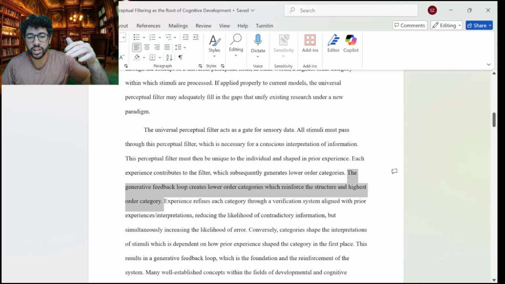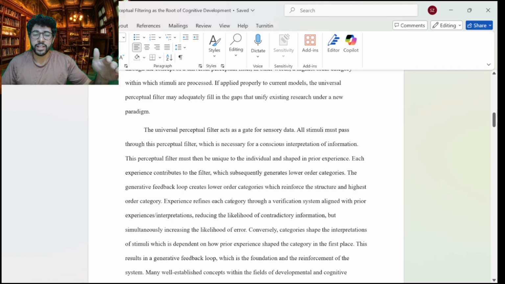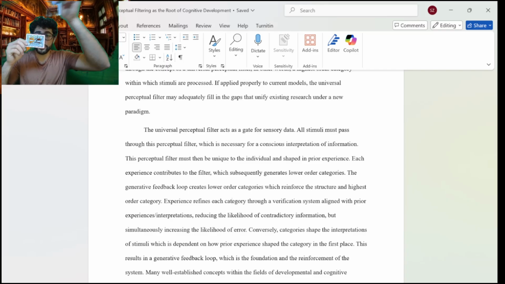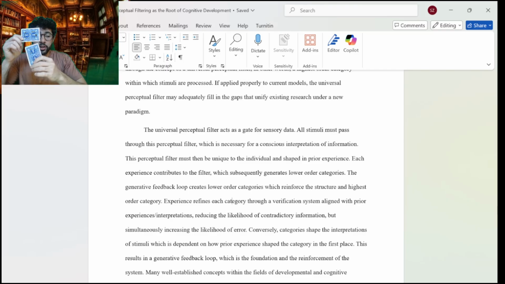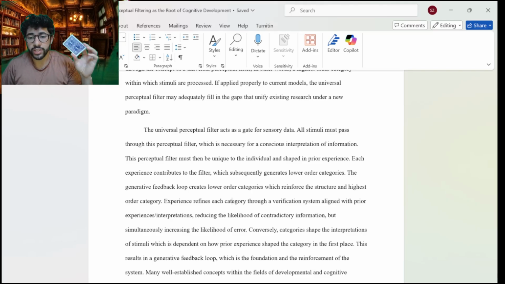So this is the generative feedback loop. It generates the lower order categories, which strengthens the highest order category, which creates more lower order categories. So every single experience that you have gets filtered through, creates a lower order category, then comes back around and strengthens the initial perception. That's what I mean by this.